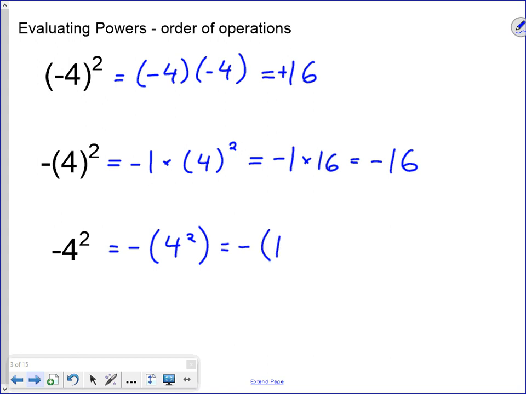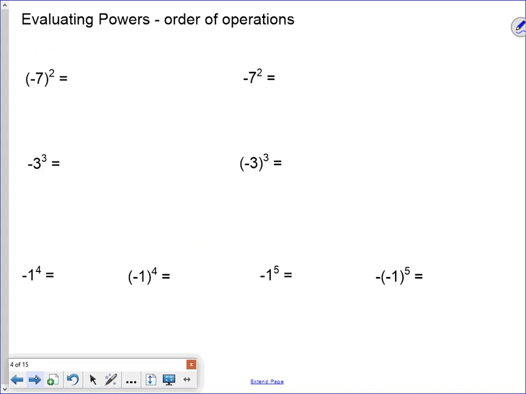So this is like negative 16, or just negative 16. Okay? So we need to be aware of things like this when we're evaluating these exponents. So a bunch of examples here.